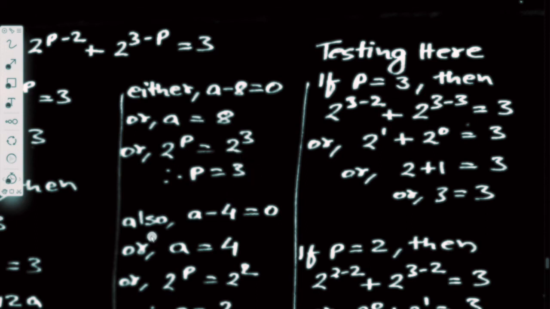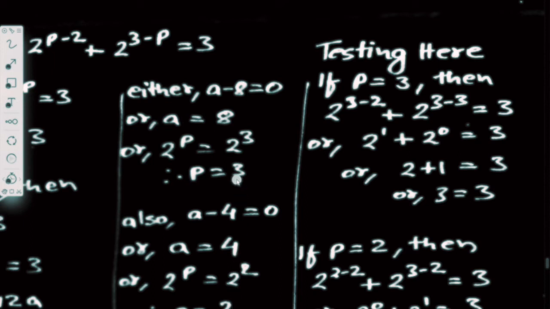First value we get is 3. Also from the next factor, a minus 4 equals 0, or a equals 4, or in place of a, we should keep 2 power p, so 2 power p equals 2 power 2. 4 means 2 power 2. Therefore, p equals 2.